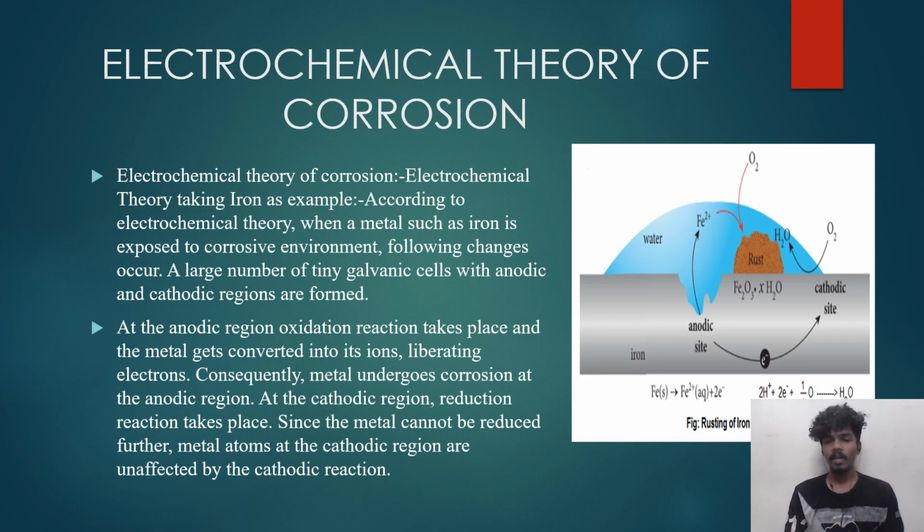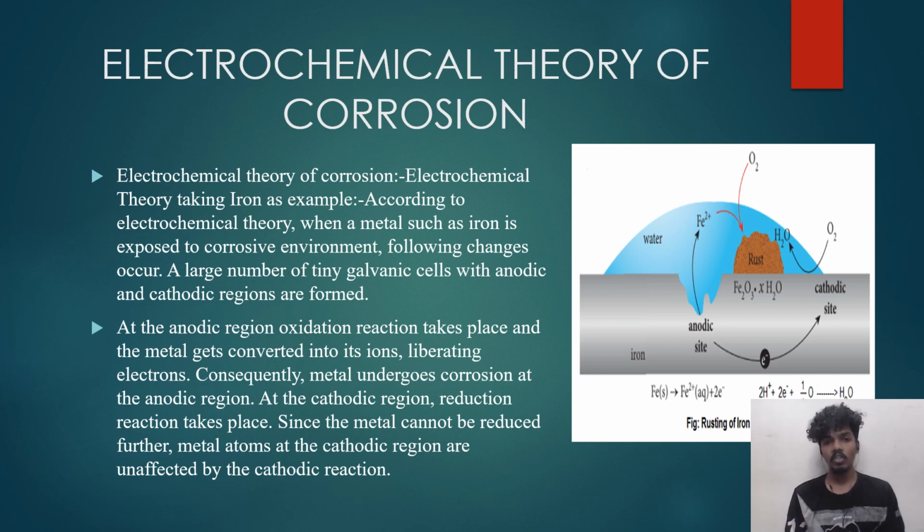So, what do we mean by electrochemical theory of corrosion? Let's understand it by taking iron as an example. According to the electrochemical theory, when a metal such as iron is exposed to a corrosive environment, the following changes occur. A large number of tiny galvanic cells with anodic and cathodic regions are formed. At the anodic region, oxidation reaction takes place and the metal gets converted into its ion, liberating electrons. Consequently, metal undergoes corrosion at the anodic region.